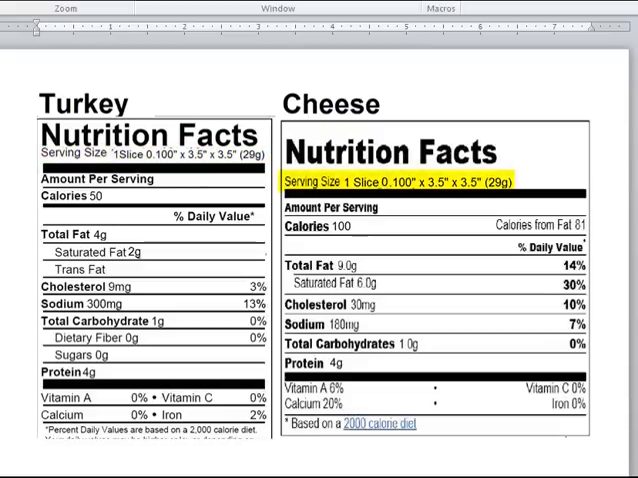In the case of the cheese, one serving corresponds to 100 thousandths inch by 3.5 by 3.5 inches. To give ourselves 2 servings, we can just multiply that first dimension, the slice thickness, by 2, and that would bring us to 200 thousandths of an inch there.